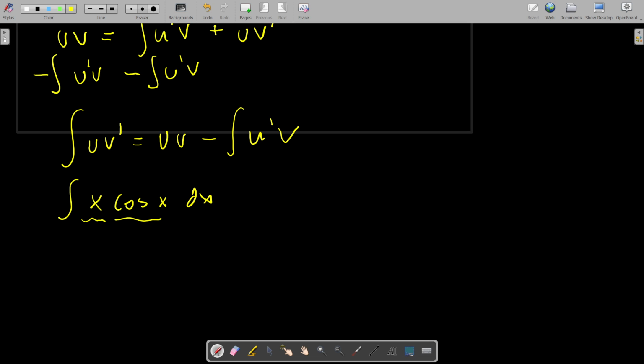So what we do is we assign one piece as u and the other piece as v prime. And we tend to do it based on which is easier to differentiate and which is easier to integrate. So let's say, for now, let's just call u equal to x, and we'll call v prime equal to cosine of x.